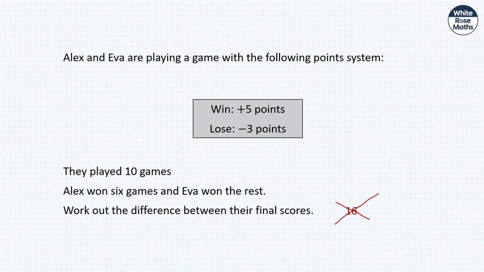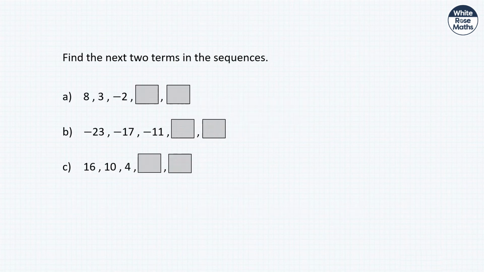They played obviously 10 games here, so 10 games was shared between 6 and 4. So Alex won 6, which obviously gets 30 points. And Eva won the rest, so Eva won 4 games, so 4 times 5 is going to be 20. So 30 take away 20 is going to be 10, so that's obviously a mistake there.